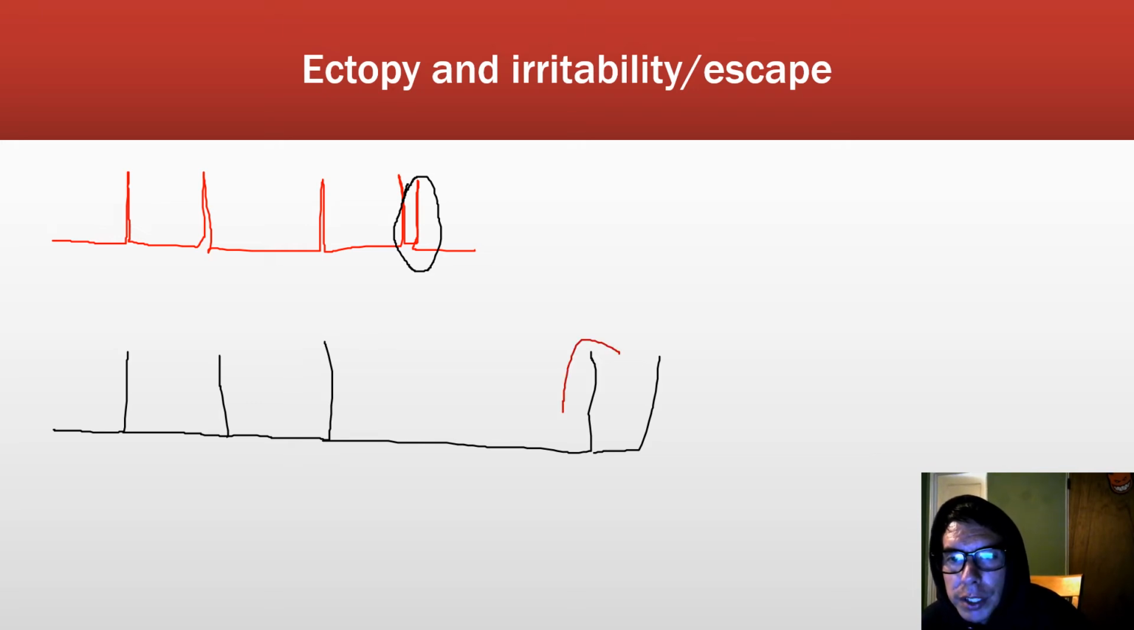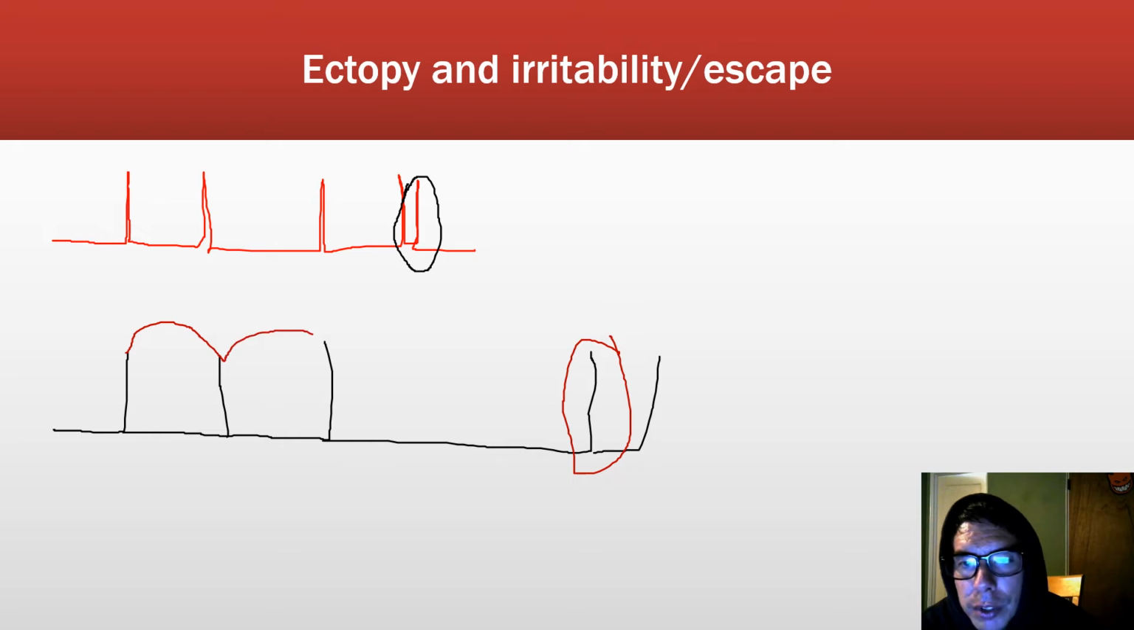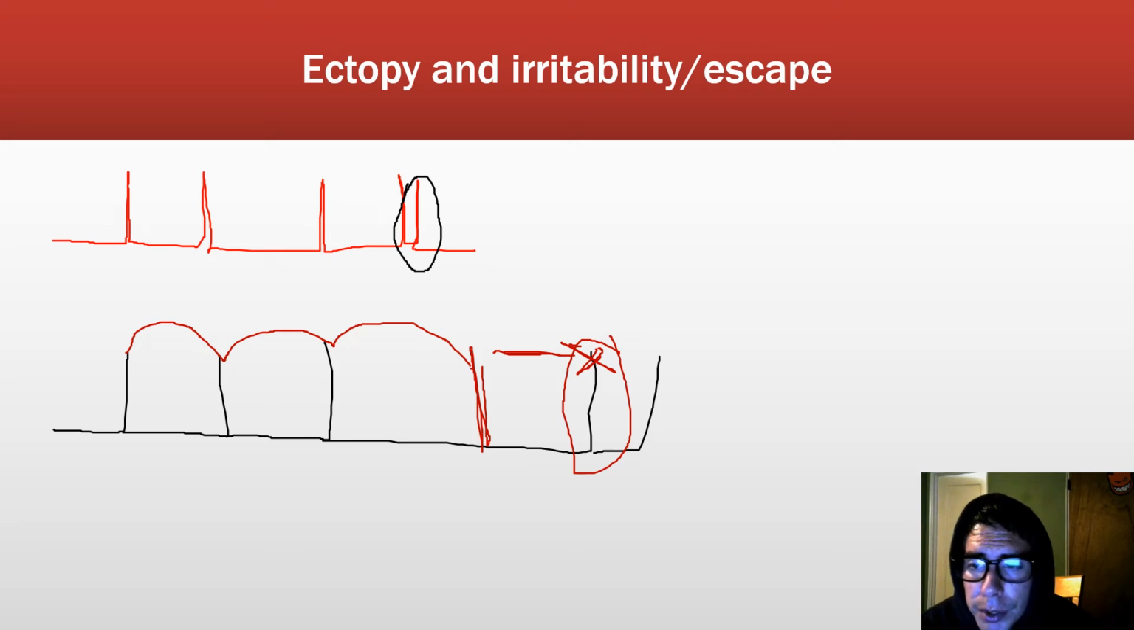So this one would be the escape beat, or the ectopic beat caused by escape, because we had that at a normal time, but then right about here, that's where there should have been another beat, and there wasn't. So then your cells had to recognize that within this time, and then actually initiate a beat themselves right there. So that's irritability and escape.